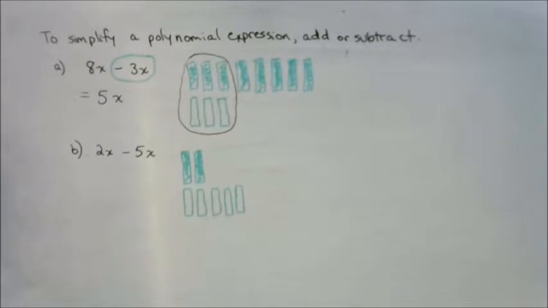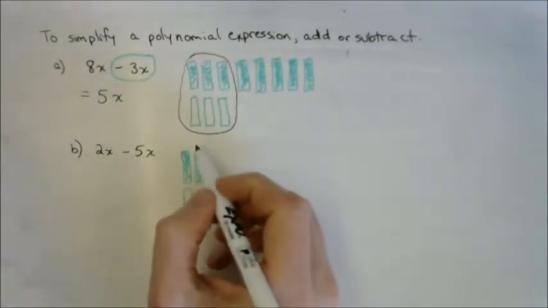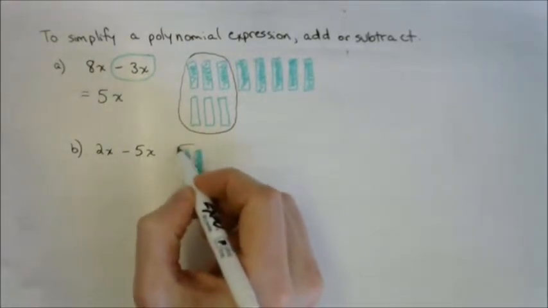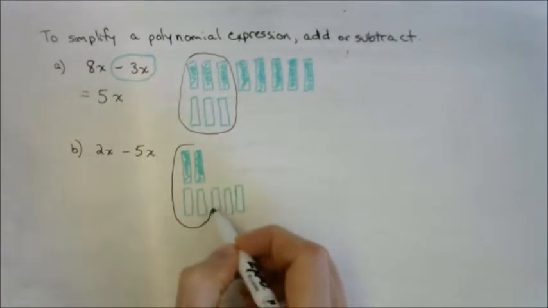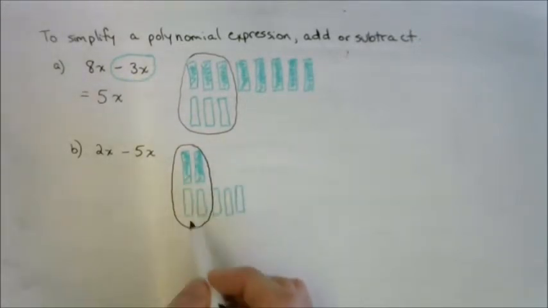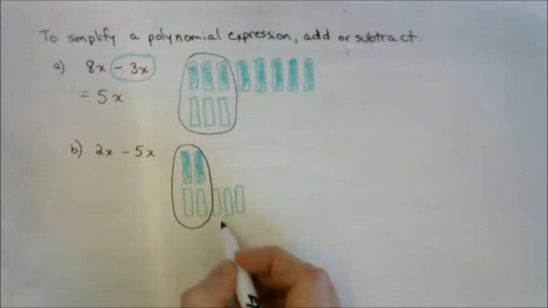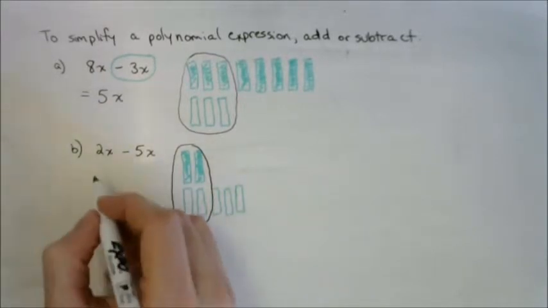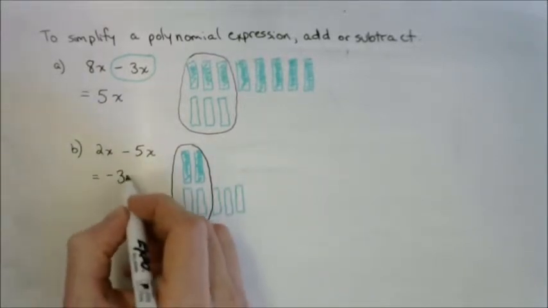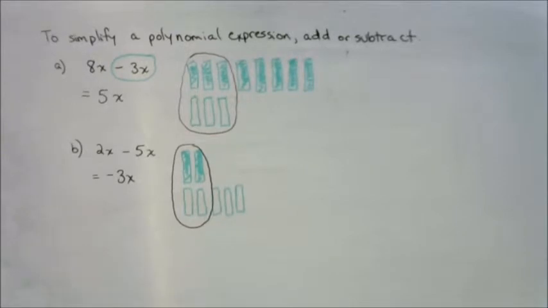You will be expected to do this without tiles at some point, just not in this lesson. So we have 5 negative tiles, which means these guys just become 0. They cancel each other out, and what are we left with? Negative 3x tiles. Okay? 3 negative x tiles, however you want to say it.